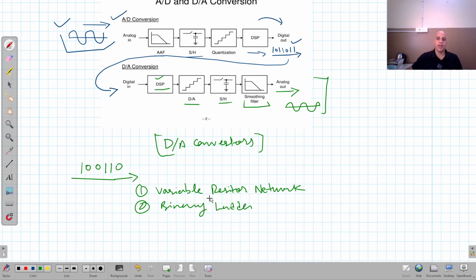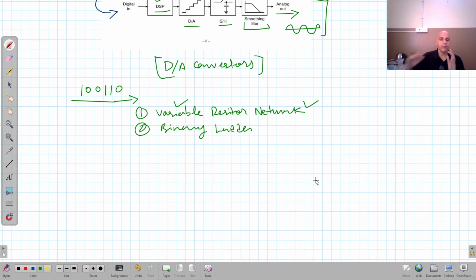and the second one is a binary ladder. So I'm starting with the variable resistor network. Variable resistor network means we will design a resistive network in which all the resistances will be different, their values will be different. That's why we are saying variable resistor network, right?